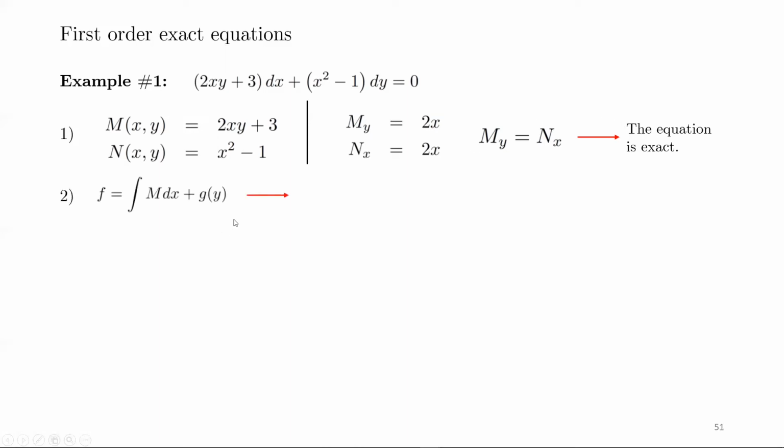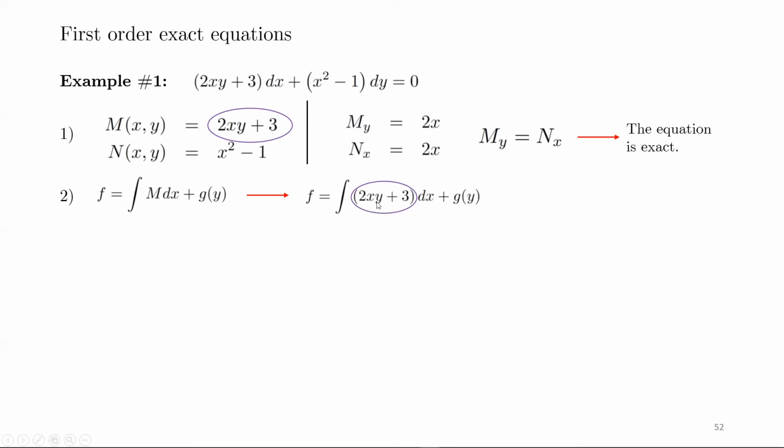Step 2, we know that we can define this function f, the unknown function that we're trying to find, as the integral of m dx plus some other unknown function g, which is a function of y only. Well, m we know already is 2xy plus 3, so I can write f as the integral of 2xy plus 3 dx plus some unknown function g of y.